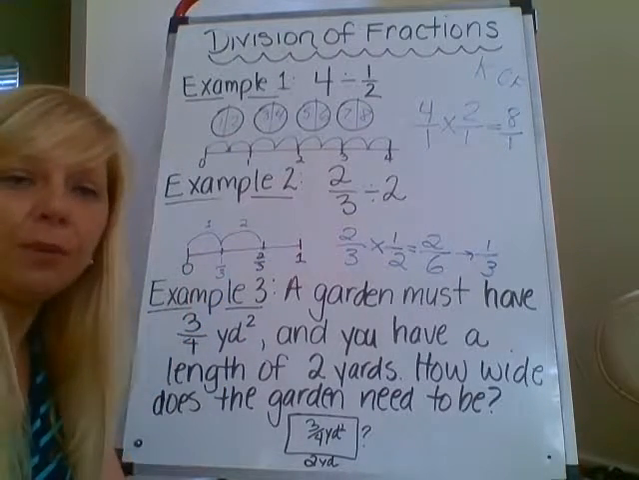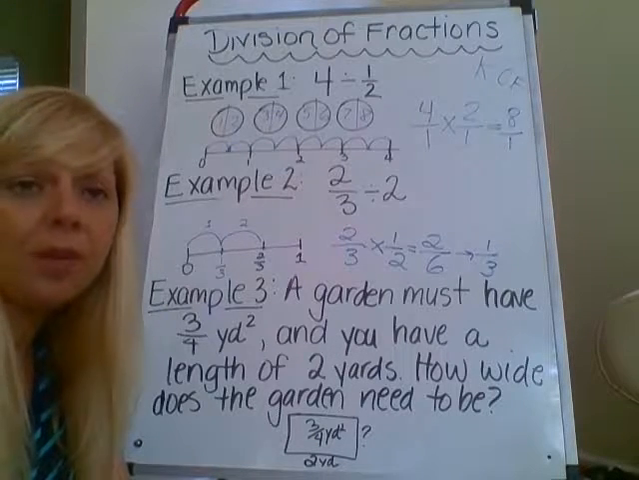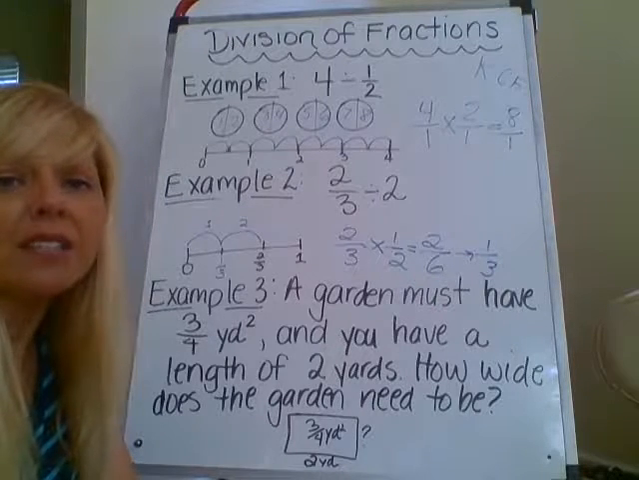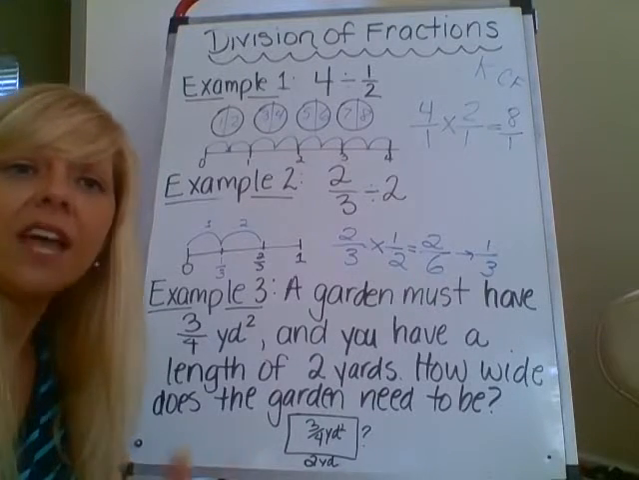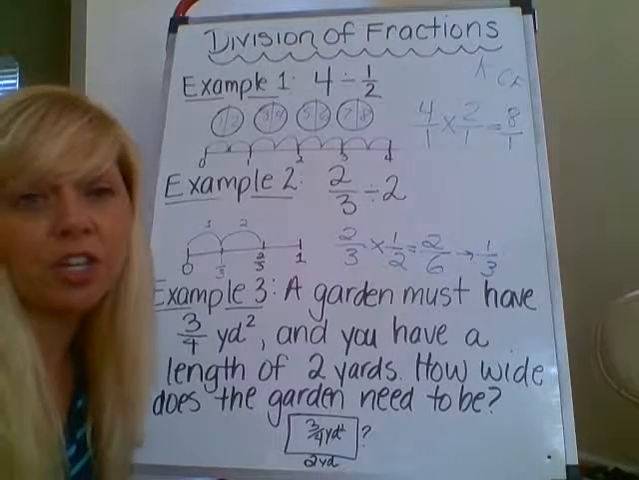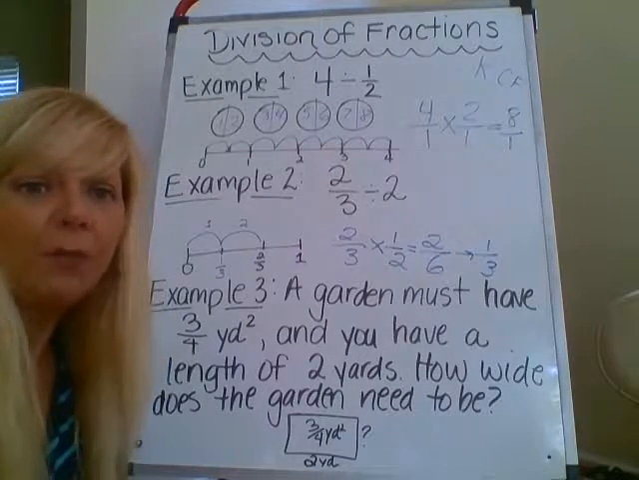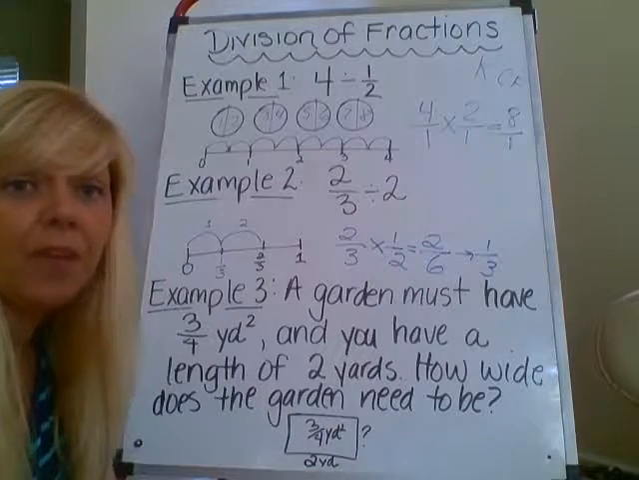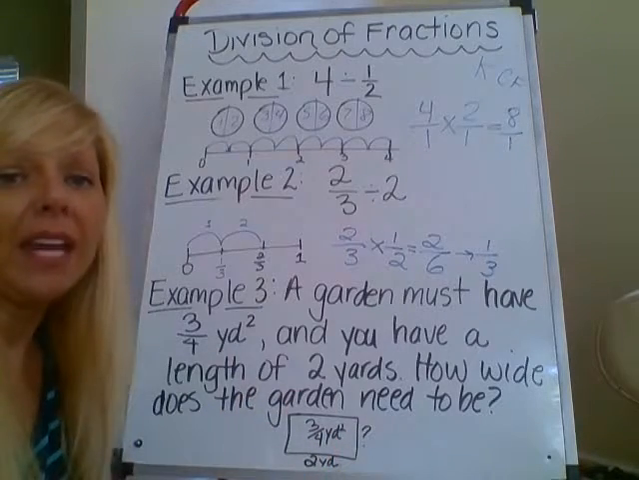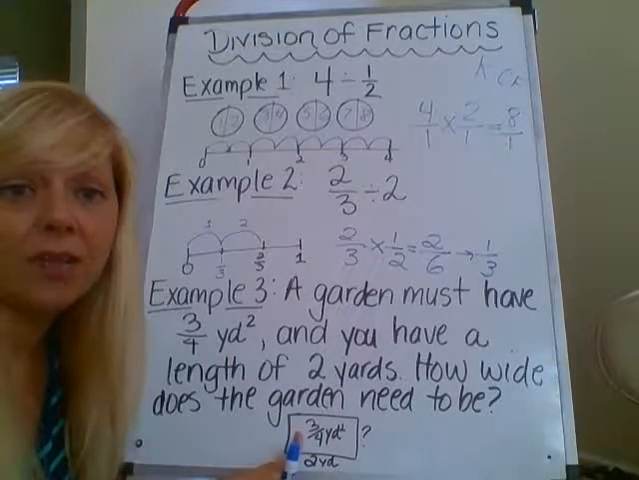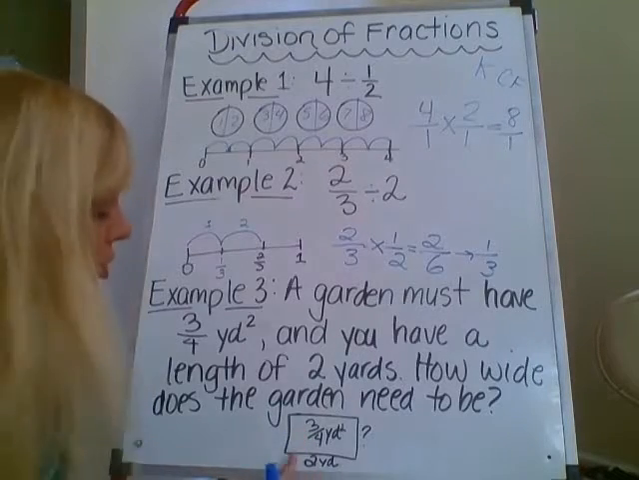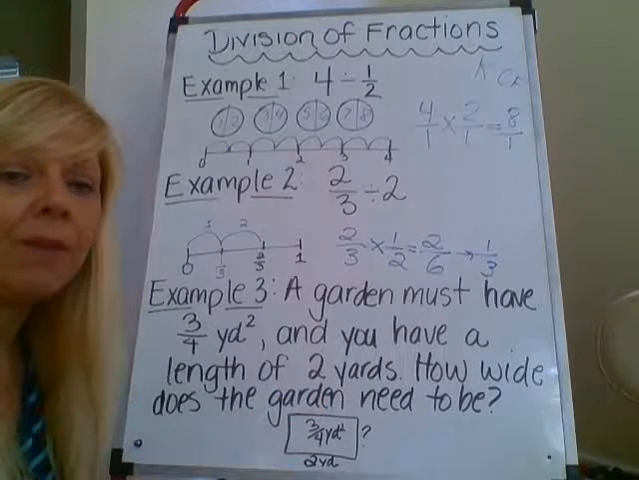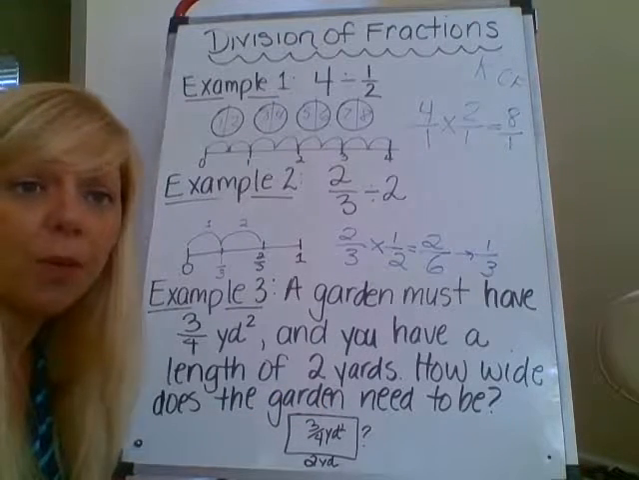Okay? All right, example number 3. This is a word problem. You'll be seeing these quite often in 6th grade math and 7th grade math. It says a garden must have 3/4 square yards, and that would probably be in order to make sure your plants have enough space to grow. And if you only have a length of 2 yards, you need to figure out how wide your garden needs to be. So here I have a rectangle, and I showed that 3/4 is my area. So that's why that is on the inside. 2 yards is my length, and I need to figure out how wide I need to make my garden in order to make all my plants grow appropriately.